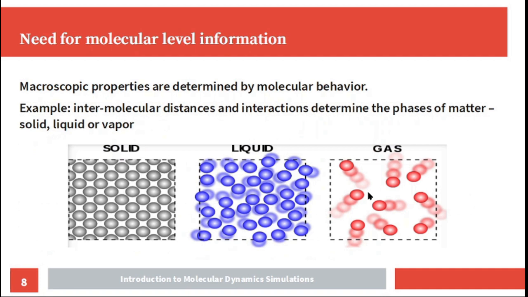So if you want to have simulations, we are in particular talking about molecular dynamics simulations. So then the question is, why do we need molecular level information? And the answer is, we all know that macroscopic properties are determined by molecular behavior. So for example, intermolecular distances and interactions determine the phases of matter. So for example, if the atoms are arranged in a very regular fashion and quite close to each other, your system is a solid. As the intermolecular distances increase and there is more freedom for these atoms to move away from each other, you get what looks like a liquid. And if this distance, interatomic distances, become very large and the velocities become very large, what you get is a gas.